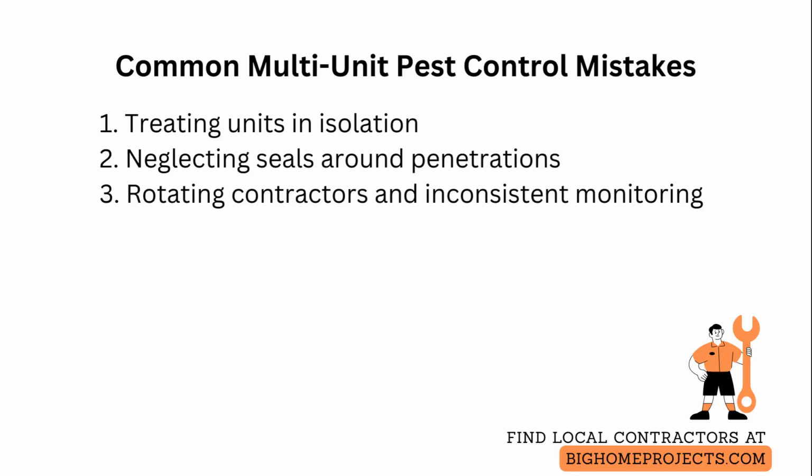Common mistakes include treating individual units in isolation, which lets pests move through shared infrastructure and nullifies localized efforts, so require building-wide inspections and synchronized treatments. Another issue is neglecting sealing around chases and penetrations during construction, which creates long-term conduits, so include sealing milestones on punch lists and verify with field checklists.